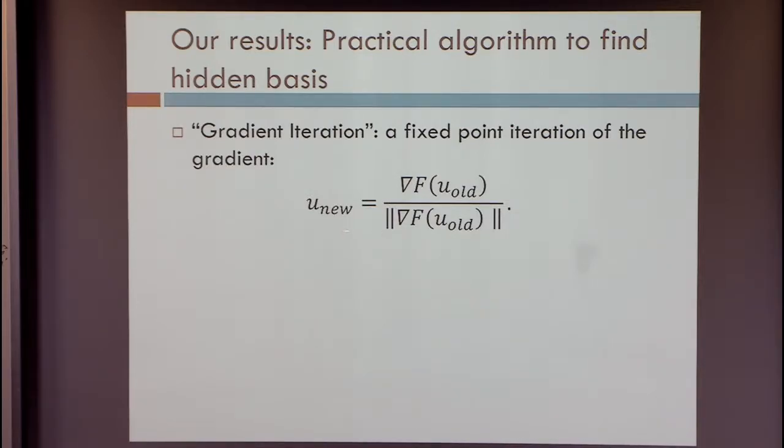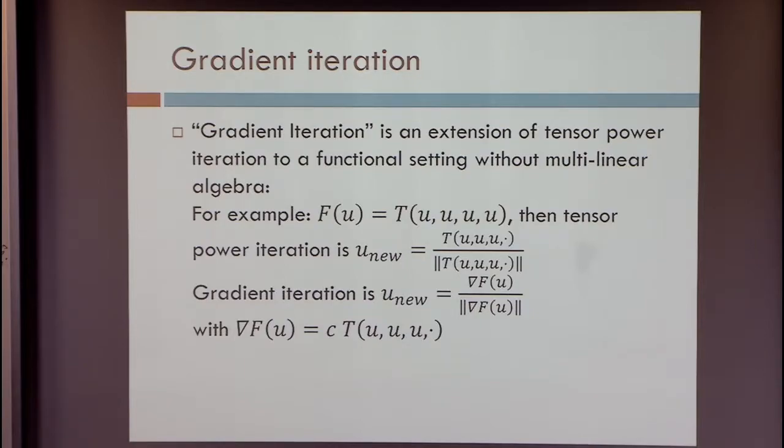So this is the iteration. You just start from a point on the sphere and you make it go through the gradient of f, and then you normalize. So this algorithm is an extension of tensor power iteration. If you think about this algorithm for the special case of an order 4 tensor, it coincides with power iteration. But now we are generalizing to a setting where there is no multilinear algebraic structure. It's just this function encoding a basis.